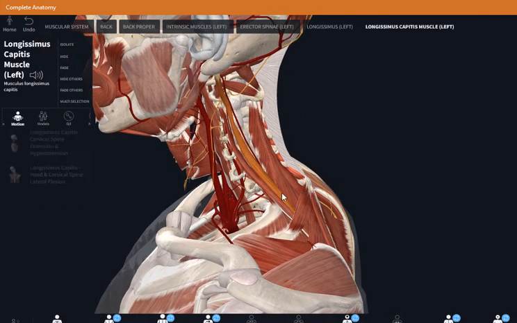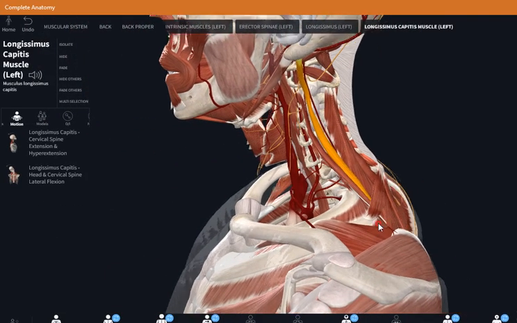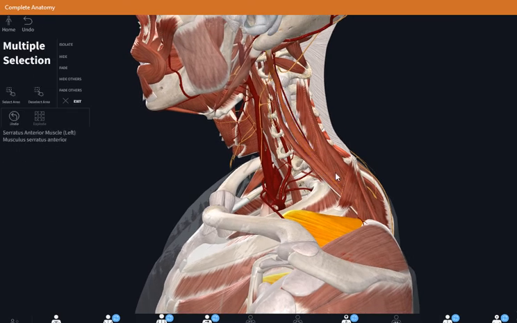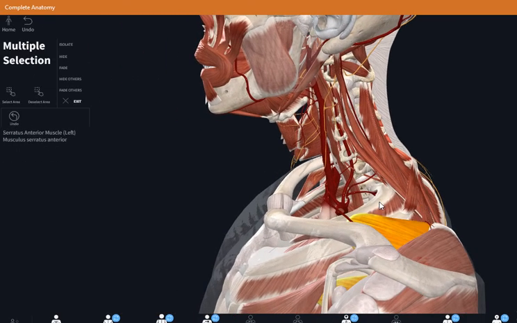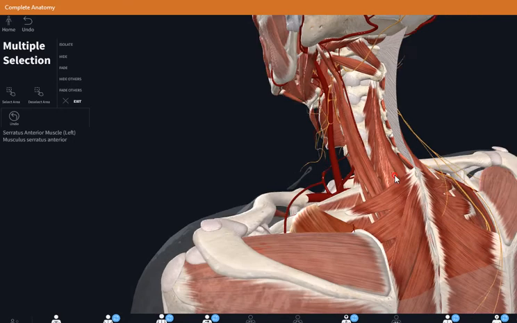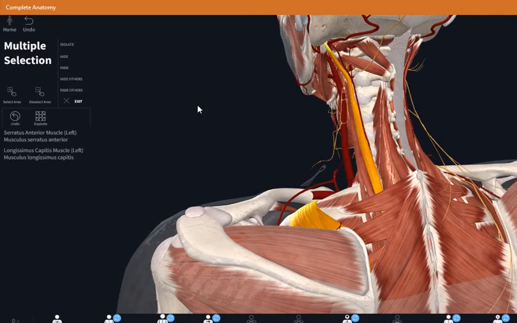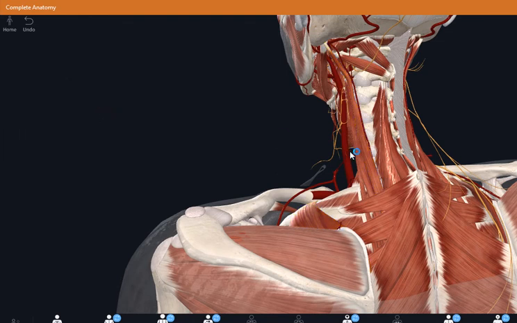So now let's visualize the next muscle. So from here we can remove the longissimus capitis. So when you come again, you exit the multiple selection.